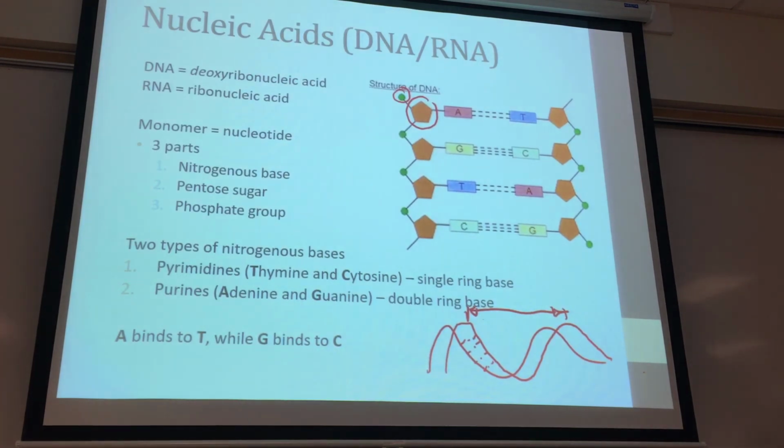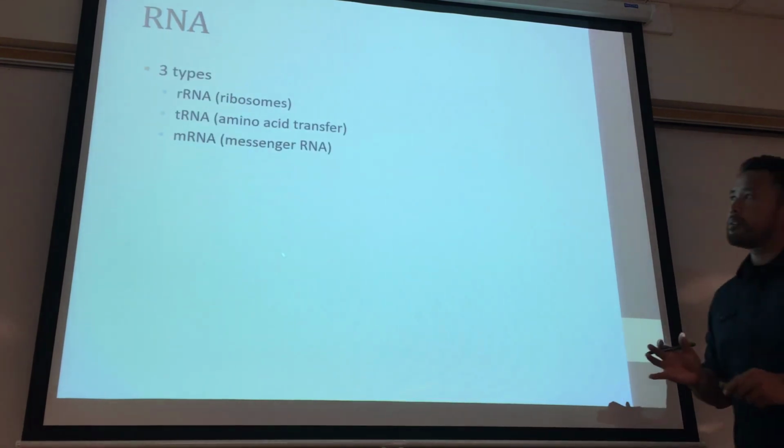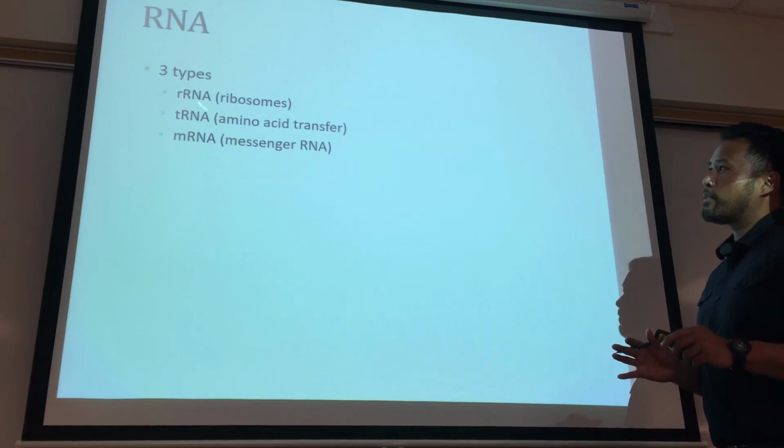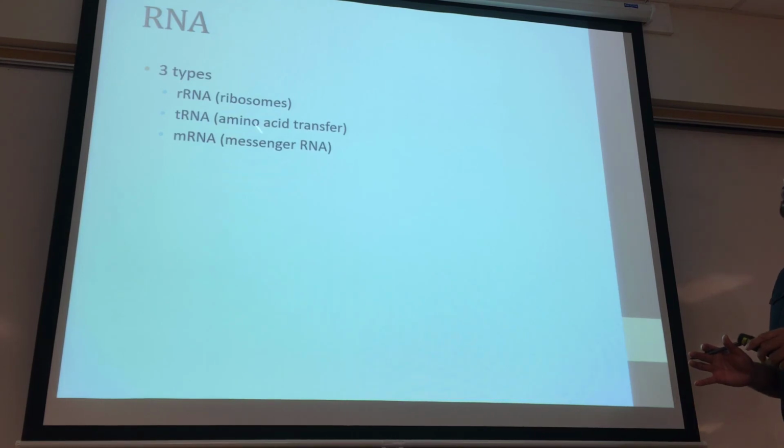RNA, ribonucleic acid, is a single strand of nucleic acids. And we'll talk about that on Tuesday. The 3 types of RNA, again, I'm not going to really require this out of you guys, but we've got 3 types of RNA. One is going to be part of the construction of a ribosome, which we'll talk about Tuesday. tRNA is what's called an amino acid transfer.